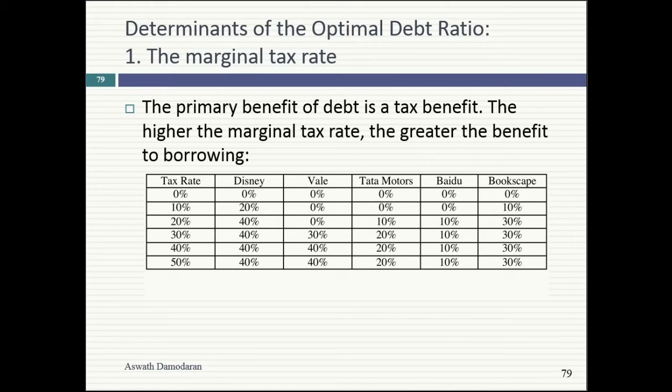So let me give you some ammunition. Here's the first variable that's going to drive your optimal. One of the inputs in that spreadsheet I'm going to ask you is, what's the marginal tax rate on your company? Why? Because that determines the tax benefits of debt.